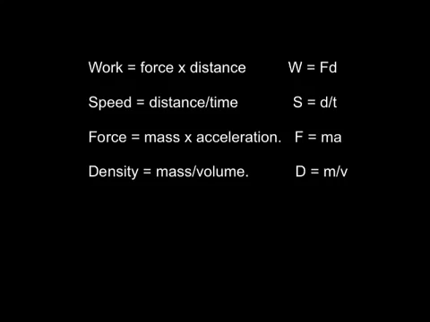The 4 formulas are work equals force times distance, speed equals distance divided by time, force equals mass times acceleration, and density equals mass divided by volume. Now I'm going to show you a simple way to use these formulas to find any of the variables in each of the formulas, given 2 pieces of information and finding the third.